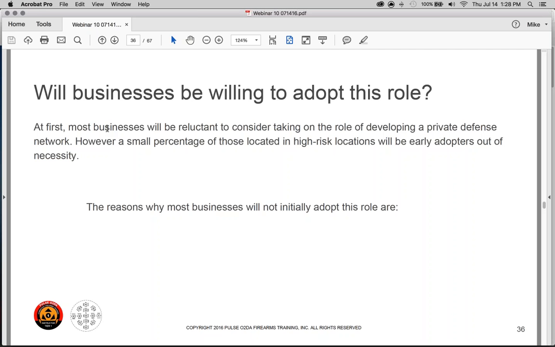However, there are a small percentage of businesses currently located in high-risk locations: south side of Chicago, inner city of Detroit, Baltimore, Philly, Oakland, who potentially will be early adopters out of necessity.